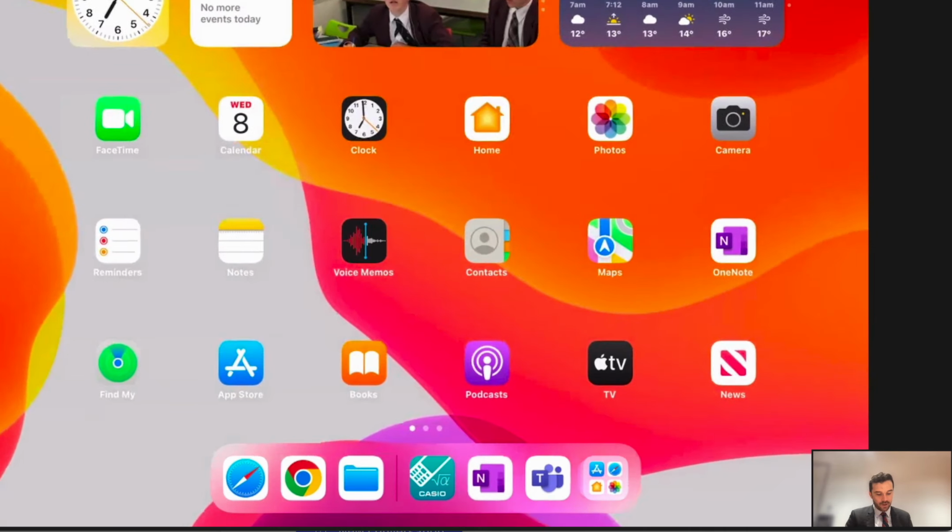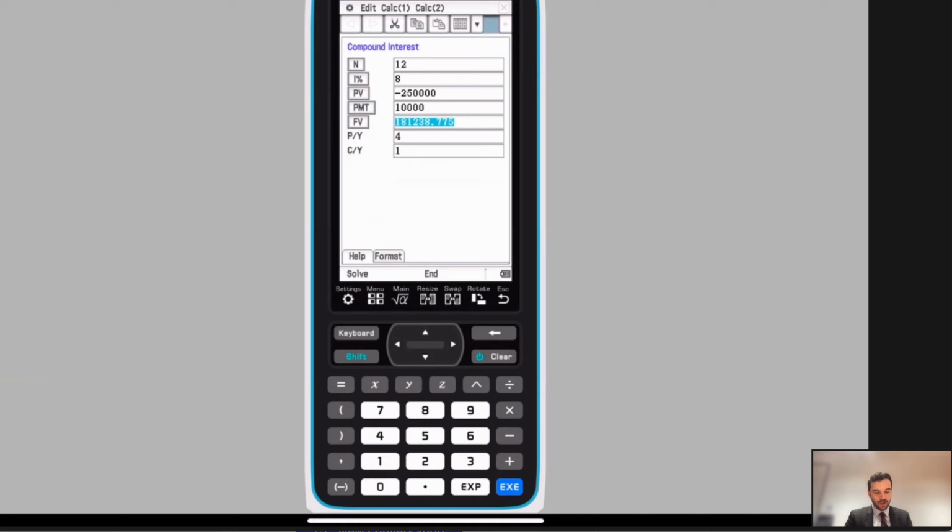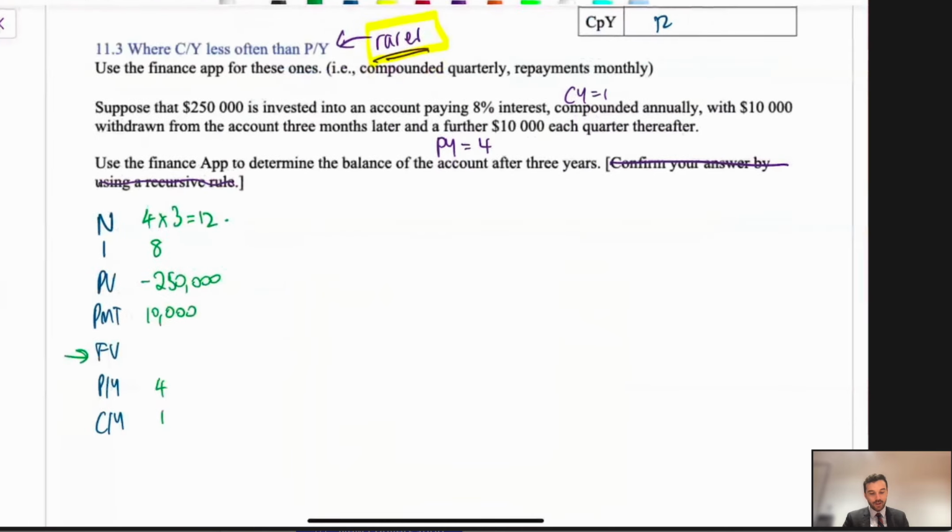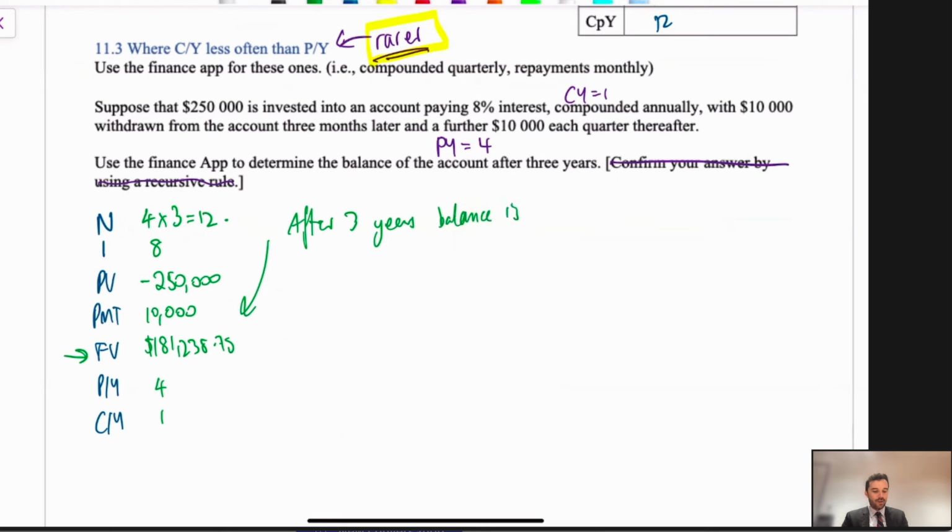Okay, so here we go. Finance app. I've plugged them all in. I've tapped FV and out pops $181,238.78. And so we just put that answer in. As always, I'd recommend stating it: after 3 years, the balance is $181,238.78, but if you're rushing a test, that's absolutely fine. If you're pushing a test, obviously, you can just leave it like that. So we've got our answers there.